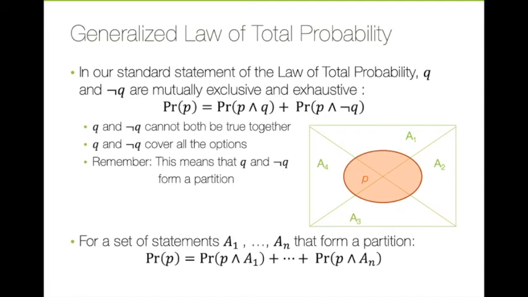So we've got P and A1, we want the probability of that, and so on and so forth for each of the sentences in the partition up to P and AN, where there could be n sentences that form the partition. So returning to our diagram, the probability of P in that oval there is given by the chance that P is true in each of those quadrants, A1, A2, A3, and A4.